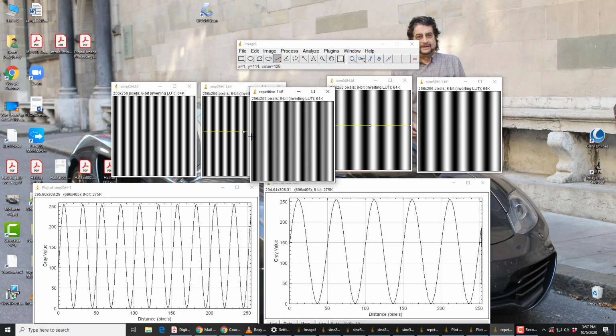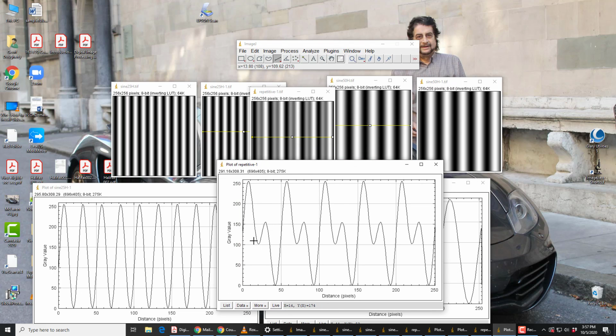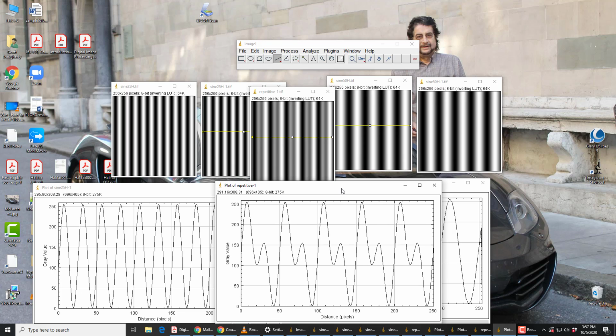And let me draw another horizontal line through that and look at the profile. Analyze, Plot Profile. We see that the pattern of brightness is changing with distance. But this wave here is not a pure sine wave. It's got this more complicated shape. So it's not a single frequency shape. And we'll see, in fact, later that it's made up of 2 frequencies. Or you can do this yourself.